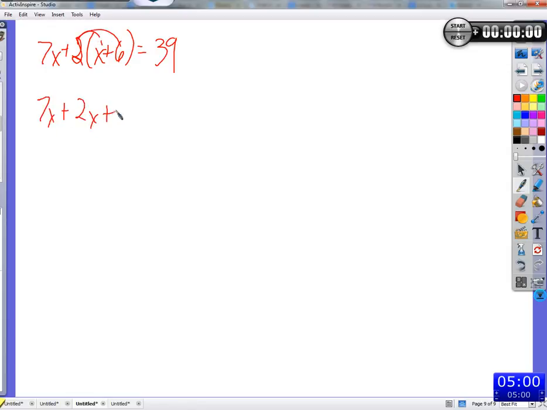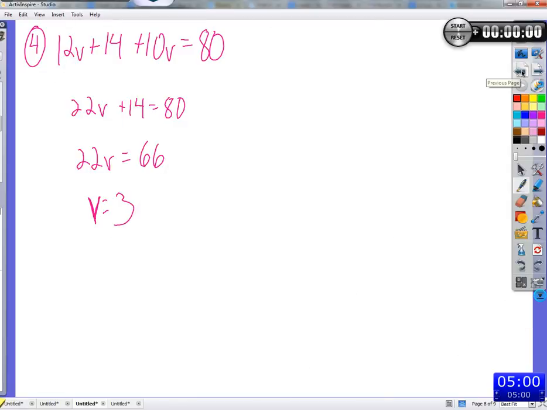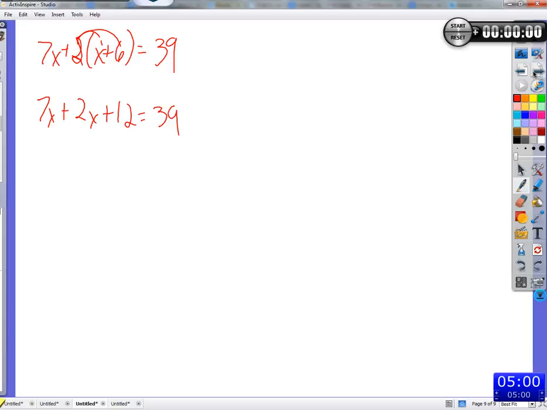7x plus 2x plus 12 equals 39. And look at that. That looks a whole lot like this problem, right? Where there's two like terms, there's also a constant being added or subtracted, and equals a constant. Collect like terms. We can add these together. This is 9x because they're both x's. These are two different things. You can't put them together. Next, Lily. Subtract 12, 9x equals 27. Divide by 9.